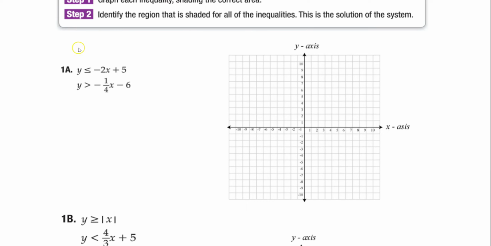So this first thing here, they want us to graph these two. Let me graph that one first. The y-intercept is 5. The slope is negative 2x. Remember, we're going to go negative 2 over 1, so down 2, right 1. Down 2, right 1. Do that a couple of times because I can't graph very well on this stuff.